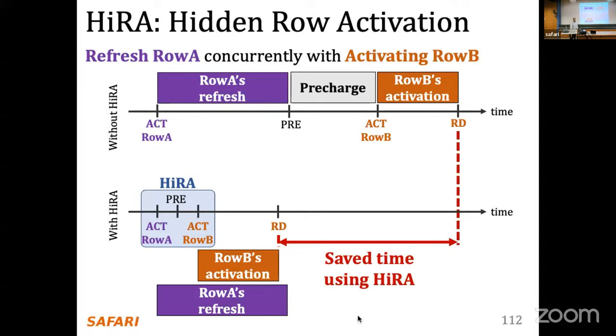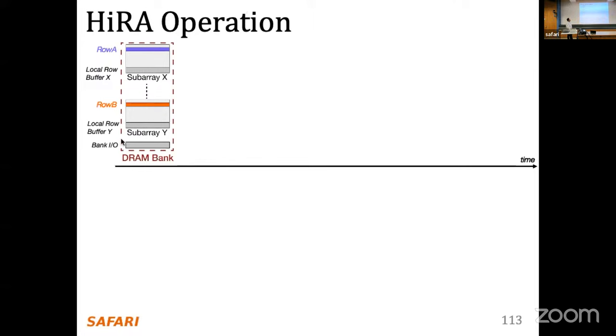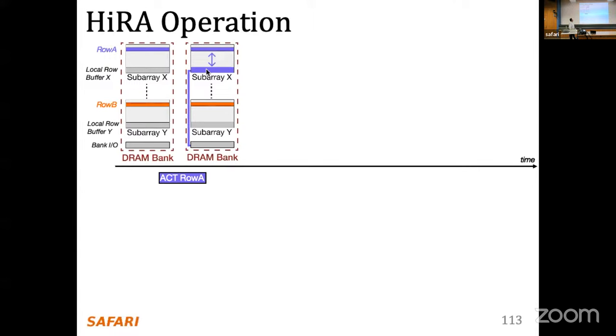And at a low level, how it works is that this is our DRAM bank, and we have two subarrays that are far from each other. They do not share any electrical component. You have a local row buffer within each subarray, and row A is located in one subarray, row B is located in the other. You send the activation to row A. So this row A is activated, meaning that row A in the subarray is connected to the local sense amplifier in its own subarray. And immediately after that, you send a precharge.